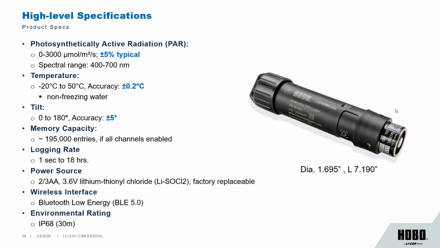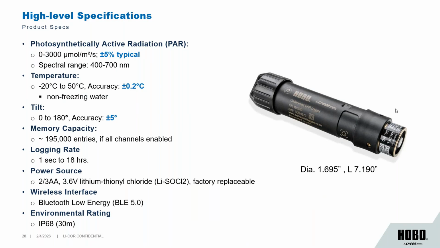So the content in this slide summarizes some of the core specifications. As I've already mentioned, the MX2502 measures PAR from the 400 to 700 nanometer range with a 5% typical accuracy. Really, the legacy of LICOR has pretty much been setting the standard when it comes to light measurement and accuracy. The data logger itself supports logging rates from 1 second to 18 hours. Typical logging interval is probably 5 minutes or 15 minutes. So you always want to balance battery life with data density.